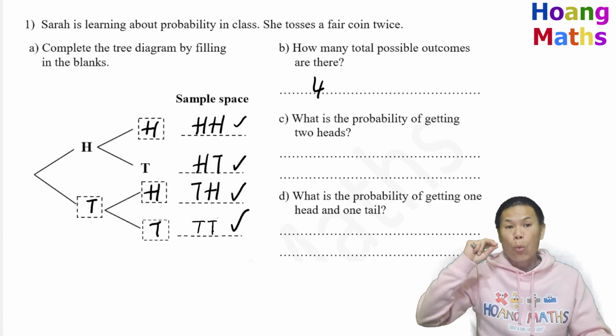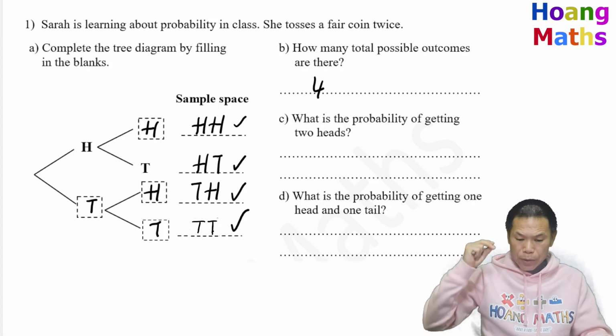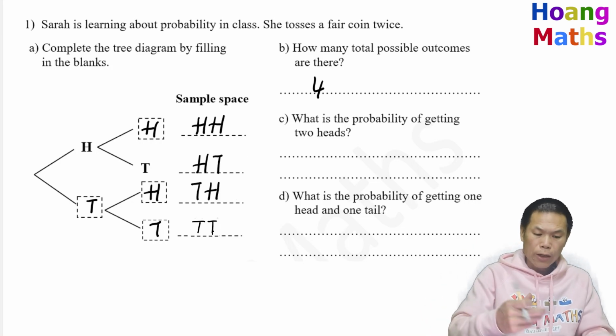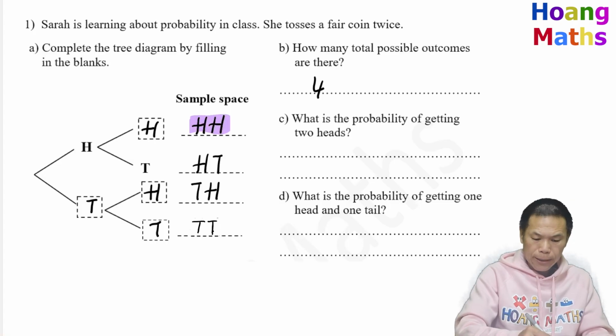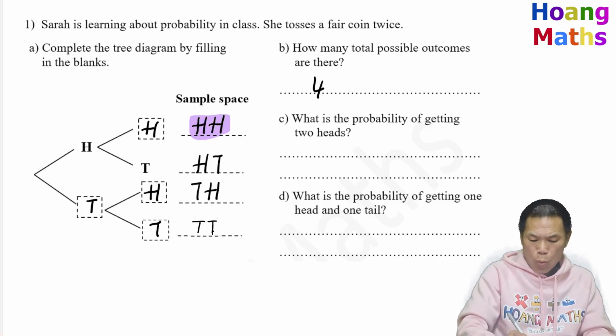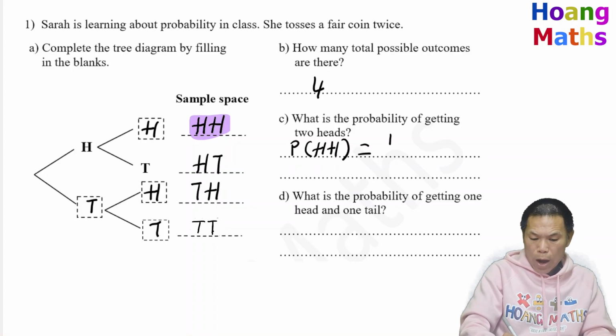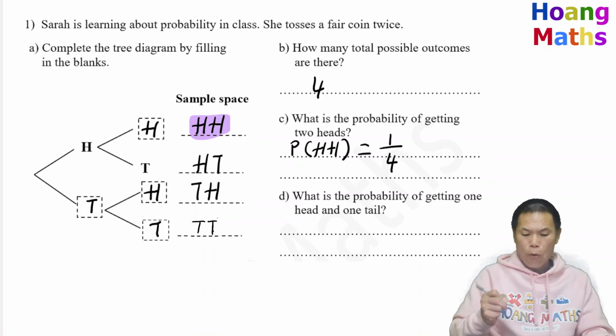Part C, what is the probability of getting 2 heads? So 2 heads will be head, head. This one here. So we have 1. So let me just write this down here. So the probability of getting 2 heads, that is head, head, is 1 out of 4.